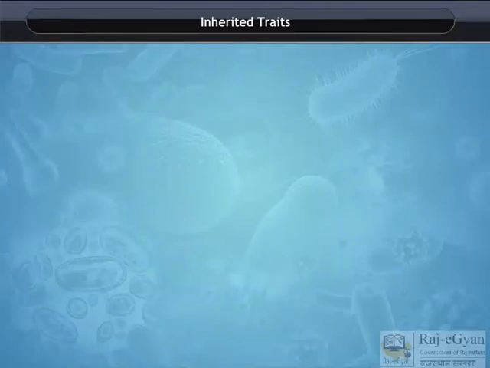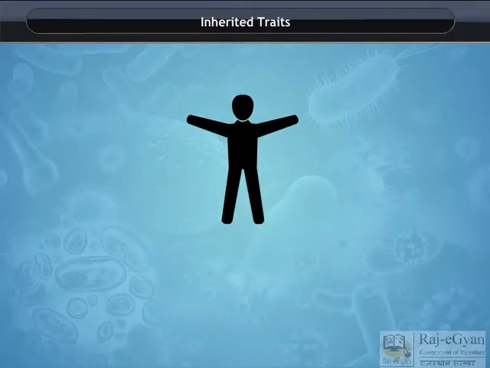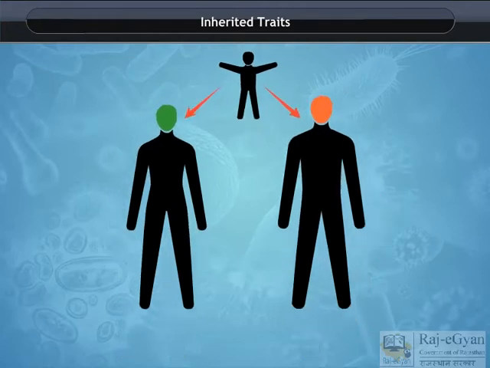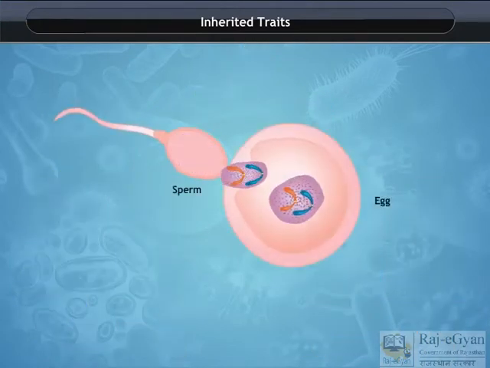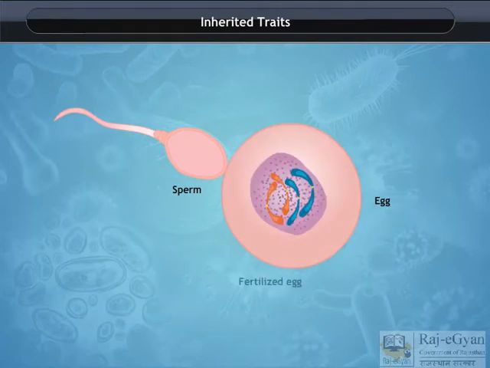Inherited traits. Heredity is the continuity of characters from one generation to another. It is present in the DNA of the fertilized egg or zygote. The rules of heredity determine the process by which traits and characteristics are reliably inherited. Let us take a closer look at these rules.